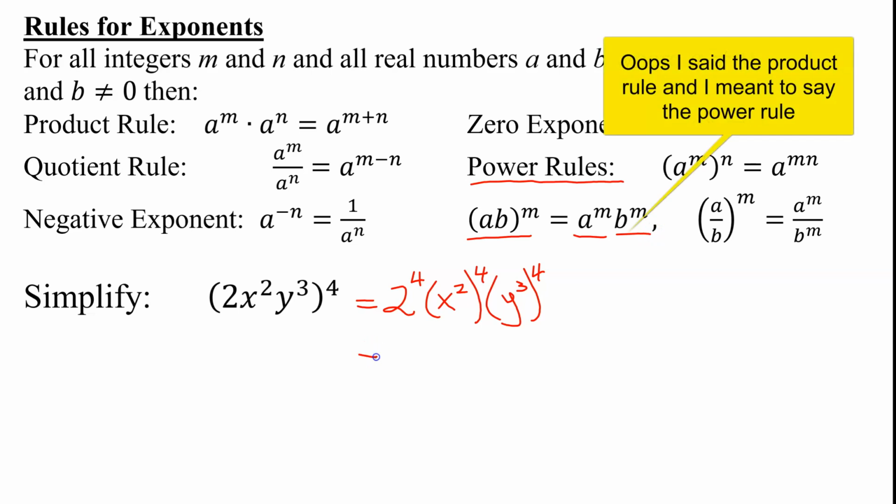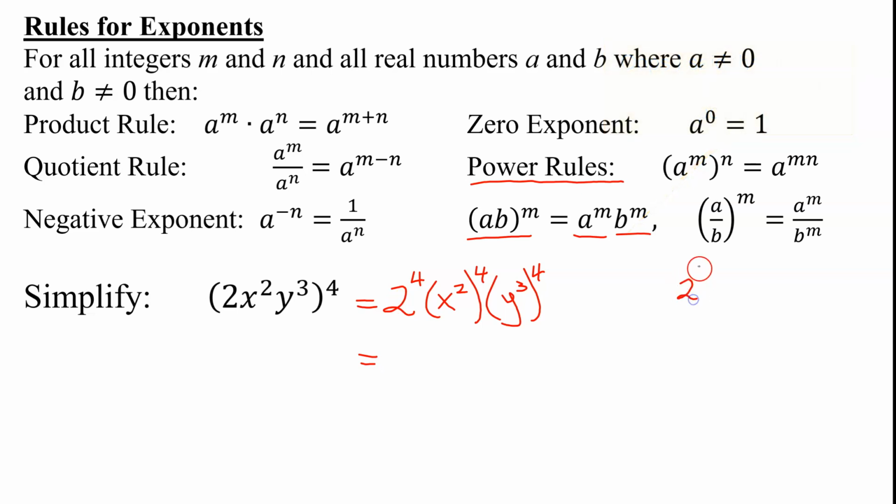So now I need to simplify this. The first thing is 2 to the 4th. Remember, 2 to the 4th means I'm going to multiply 2 by itself. I'm going to have a total of 4 2's there. So I have 2 times 2 times 2 times 2. So 2 times 2 is 4, 4 times 2 is 8, 8 times 2 is 16. So 2 to the 4th is 16.